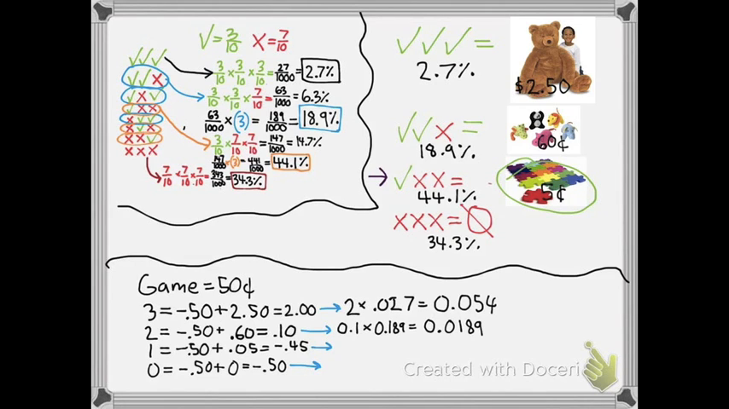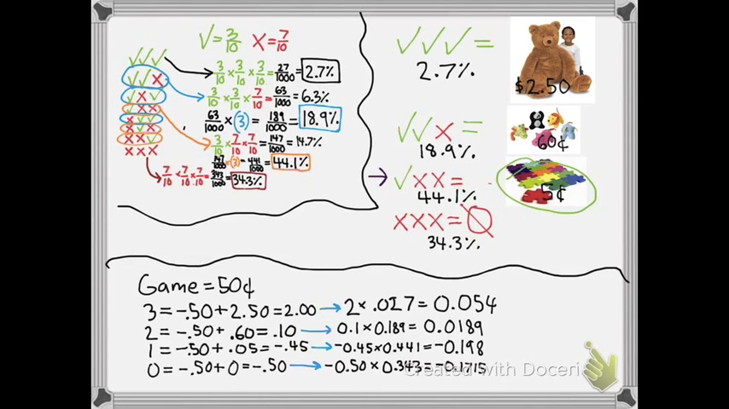And for making one shot, since we said that we would lose 45 cents, let's take negative 0.45 and multiply that by 0.441, since we have 44.1% chance of getting this prize, and our final answer would be negative 0.198. And finally, let's take how much we will lose from making 0 shots, which we decided was negative 50 cents. And we'll multiply that by 0.343, which is the same as 34.3%. And that'll give us a total of negative 0.1715.